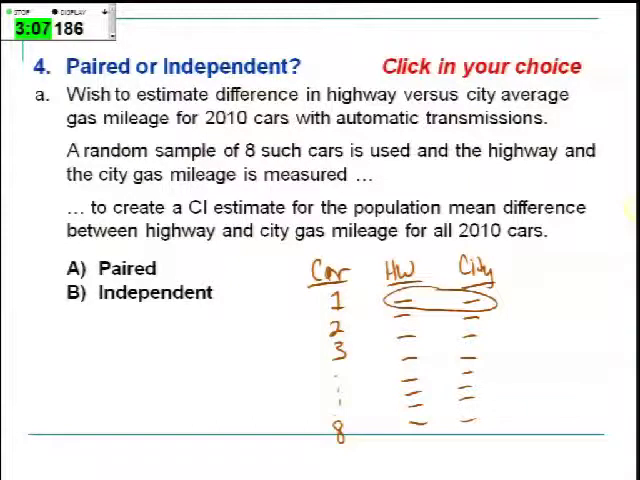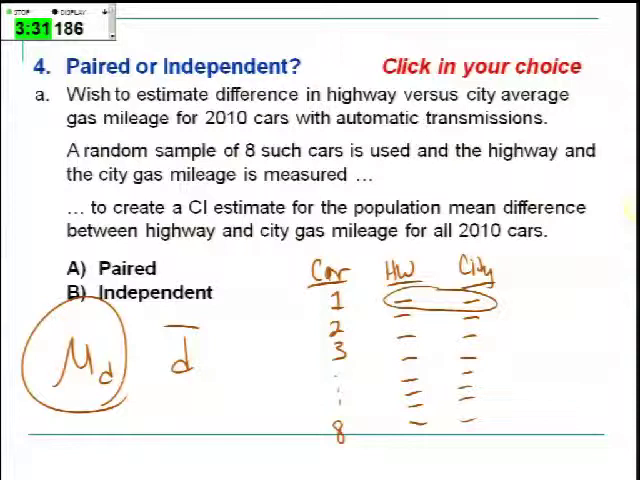Good. So what would be the parameter that you would be making a confidence interval for? What would be the parameter that you would be making this confidence interval for with this data? Is the parameter mu d or d bar? The parameter that you would use your data to estimate is mu d. What you would calculate on your data is d bar.